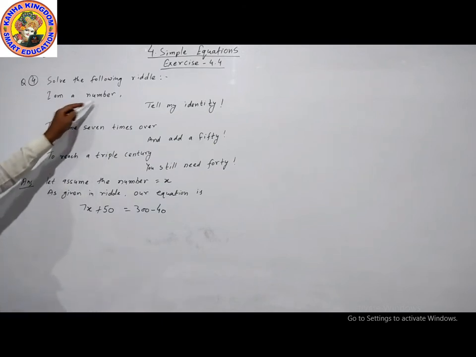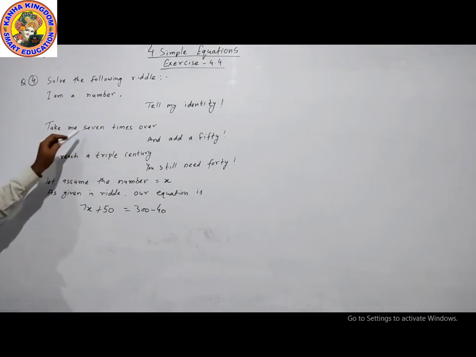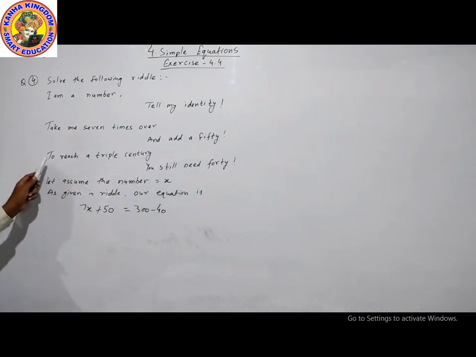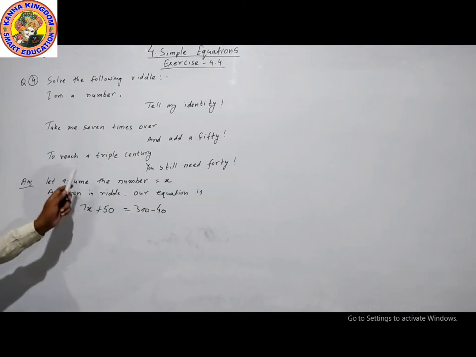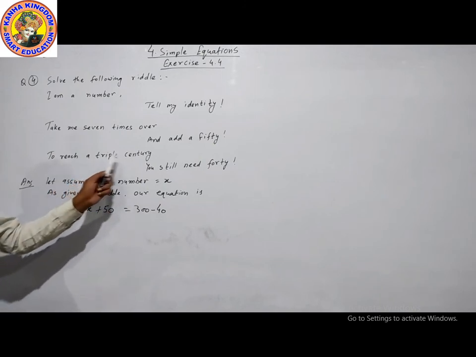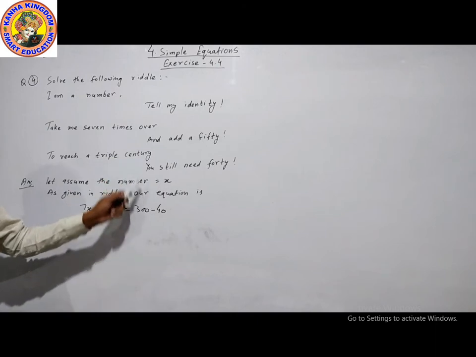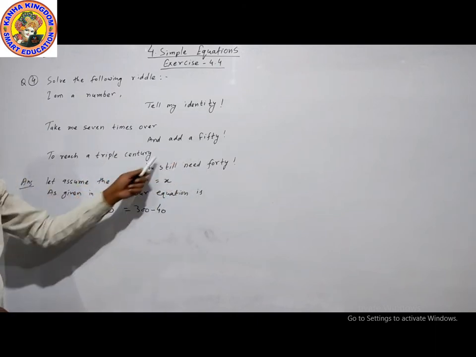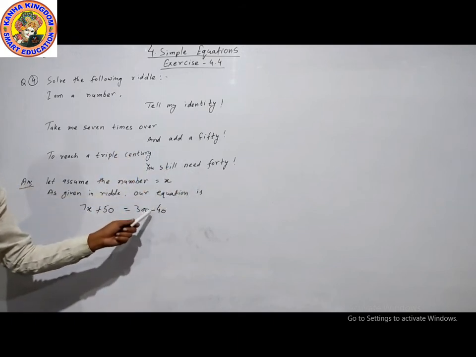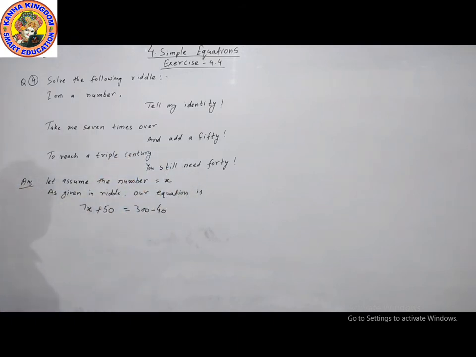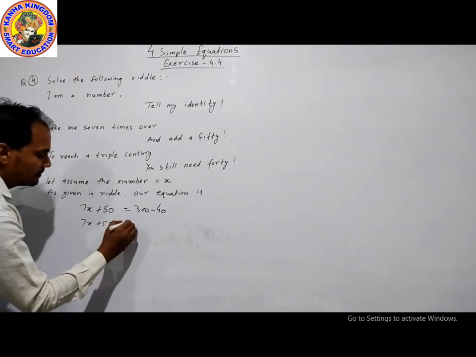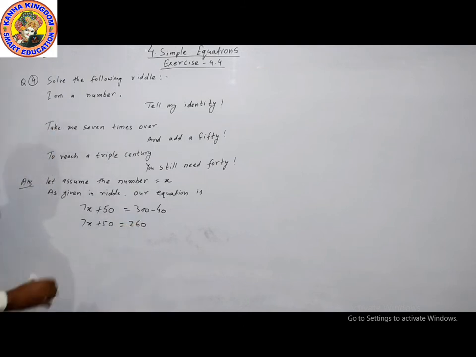Take me, a number x, 7 times. So 7 multiplied by x is 7x, and add 50 to reach the triple century, 300. You still need 40. The triple century is shorter by 40. So 7x plus 50 is equal to 260. This is our equation.